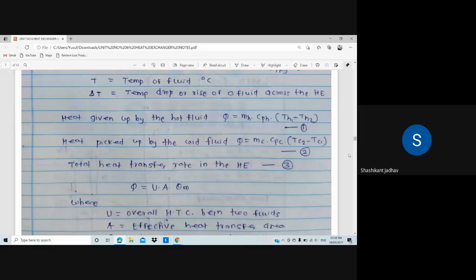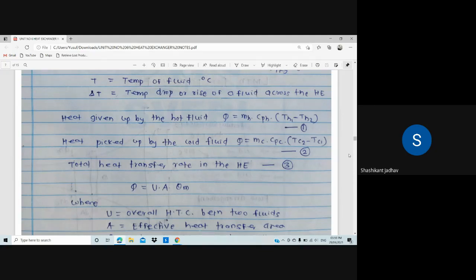That is how much heat is picked up by the cold fluid. Okay, so all of you write down. First of all, we have to write down equation number 1 for the hot fluid: Q is equal to m dot H into Cph into TH1 minus TH2. That is equation number 1.